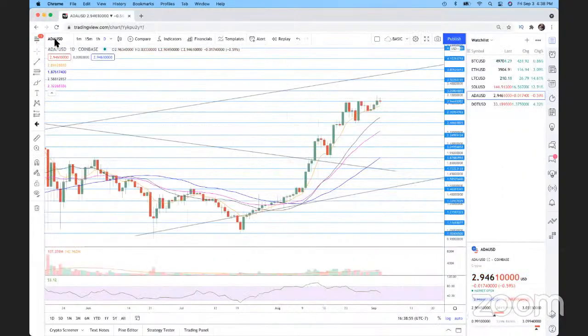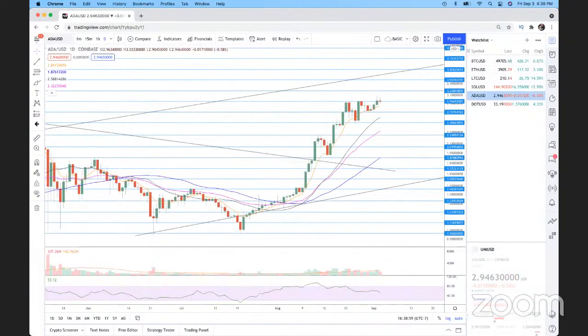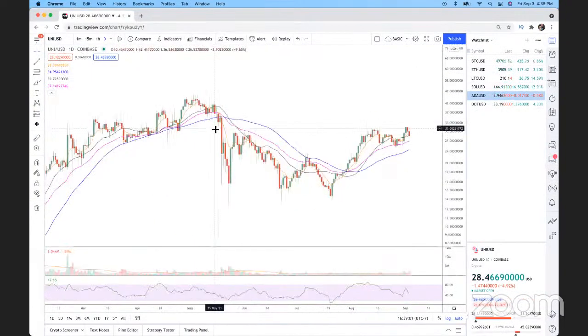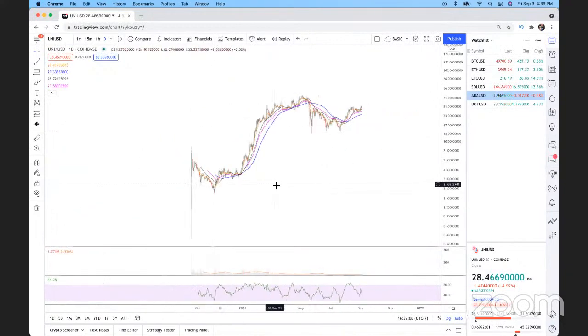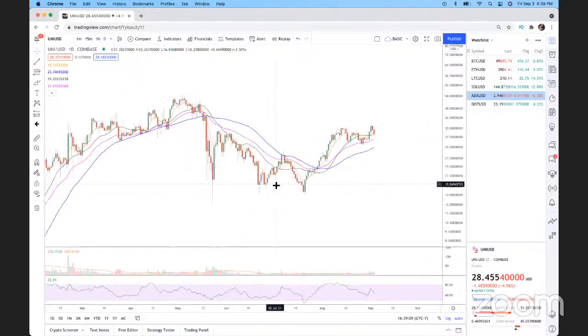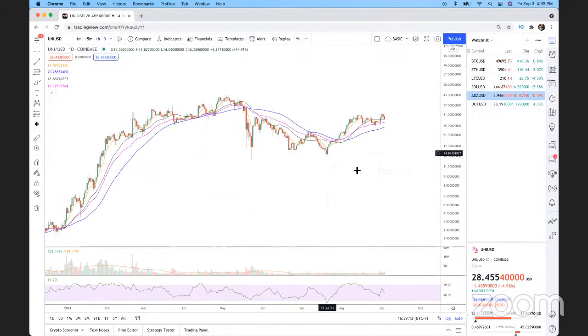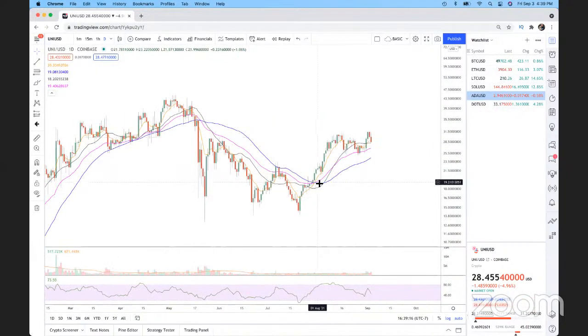Okay, we'll type it in, UNI USD. All right, and then we look at how it is doing. What is the chart telling us? This chart is in consolidation. I'm not too crazy about this one. I like that it was able to cross the moving average right there.